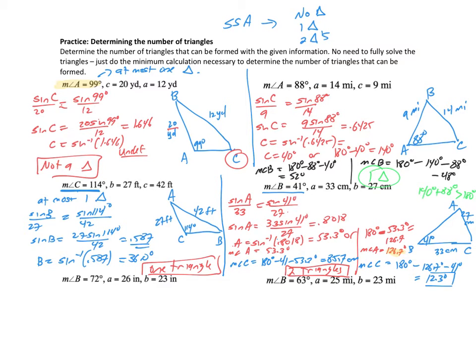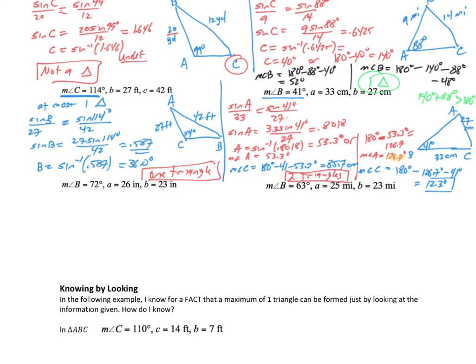Let's go on to the next one. So here we're given an acute angle again. So we could have the possibility of 0, 1, or two triangles. So let's see what's going to work in this case. I will make a quick sketch.